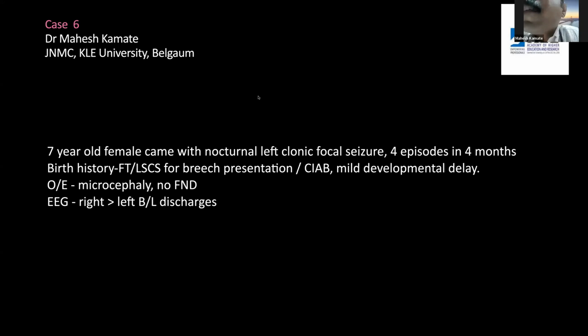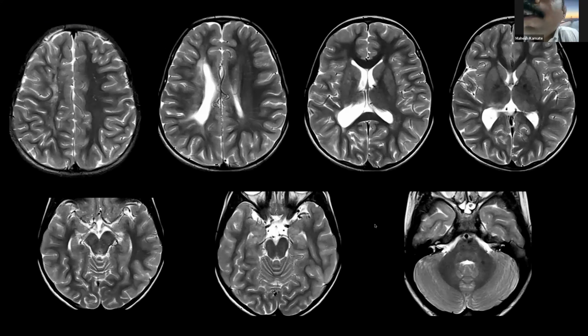She came to us for the first time at the age of 7 years with seizures, and when we did imaging, this was the MRI. The development was also normal for this child, and the birth history was totally normal. So we also didn't know how to proceed further. We wanted to know whether we should do any further investigation for this child.